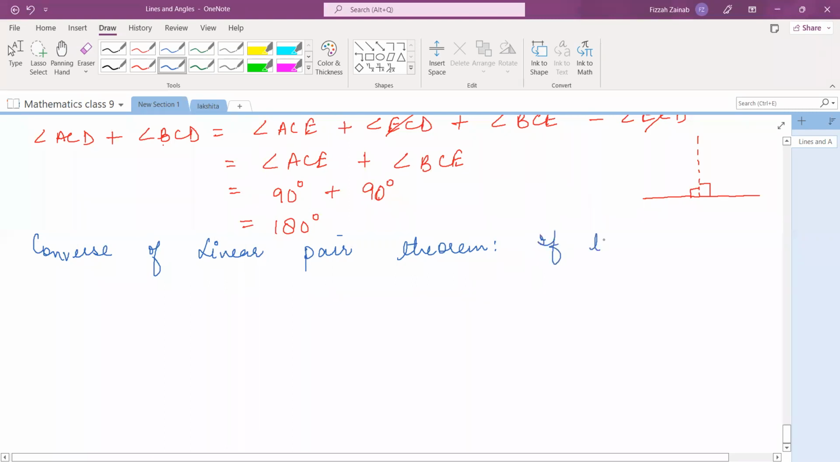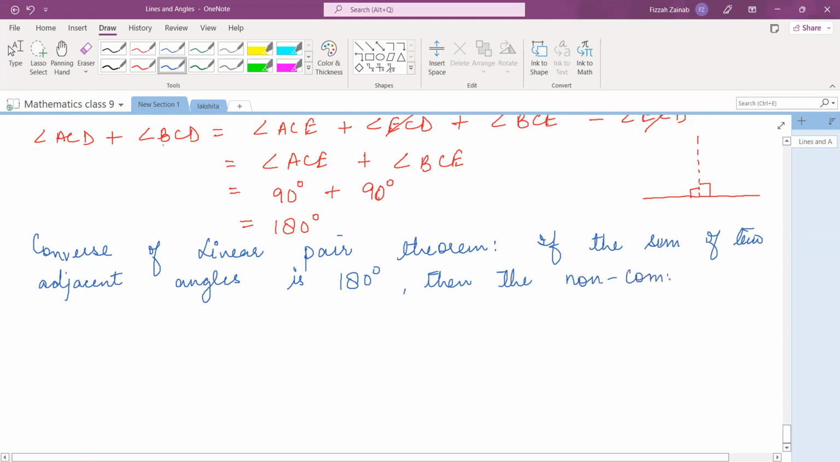Write it down. If the sum of two adjacent angles is 180 degree, then the non-common arm of the angles form a line.